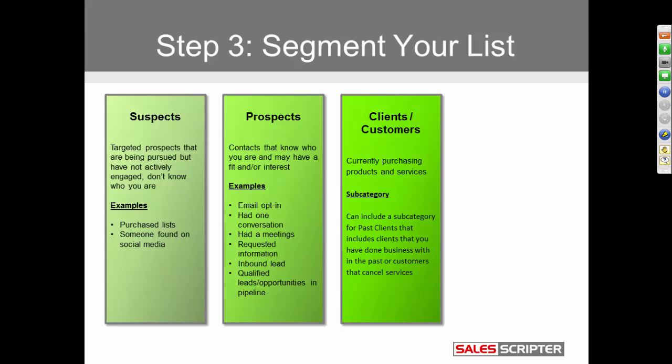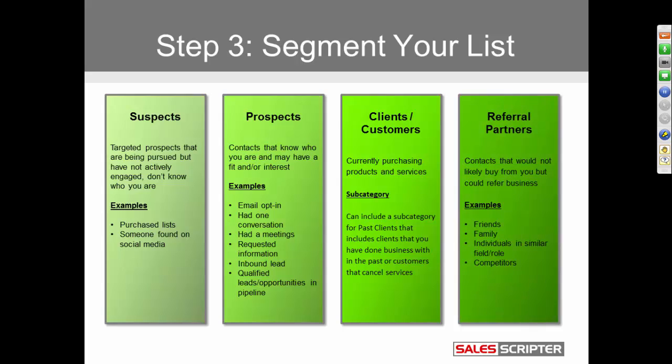The other category is current clients, or clients and customers. These are people that you're doing business with and have purchased from you. Now you could have a subcategory underneath this label of past customers. So you could have subcategories of current customers and past customers. Whether you do that subcategorization or not probably depends on what email marketing software you use and how sophisticated you can get with your email drip marketing. But if you at least have a segment for your customers, that's a good start.